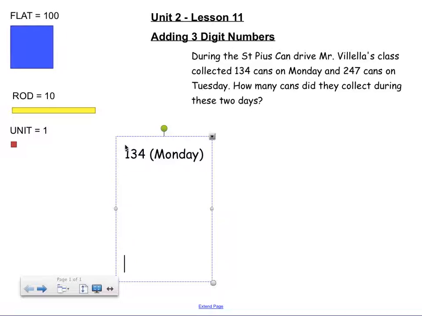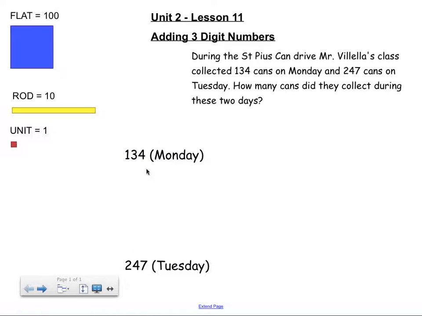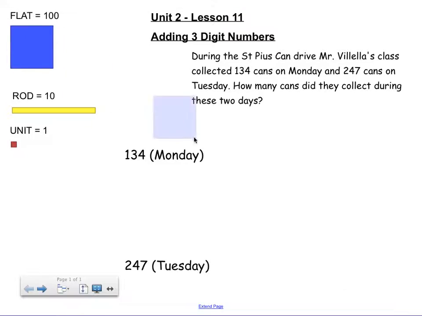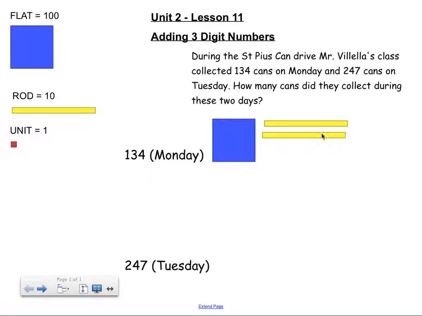So on Monday we had 134 cans, and we had 247 cans on the Tuesday. I want to represent these numbers, 134 and 247, using the base 10 blocks once again. I'm going to represent 134 with one flat, which is 100. In my tens column I have 3, so I'm going to have 3 rods for my 30. And for my units, in my ones column I have a 4, so I'm going to slide over 4 units.